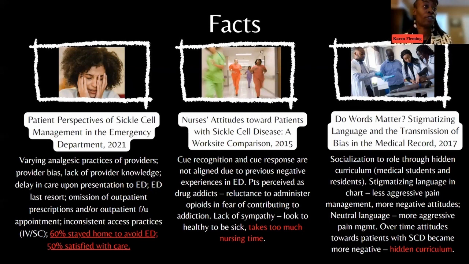And thank you, Priscilla, for confirming. And in red, 60% stay home to avoid the emerge. 60%? Are we okay with that? Over half of individuals with sickle cell who know they need to be in the emerge stay home. No, that's not okay. Only 50% are satisfied with care. Only half.